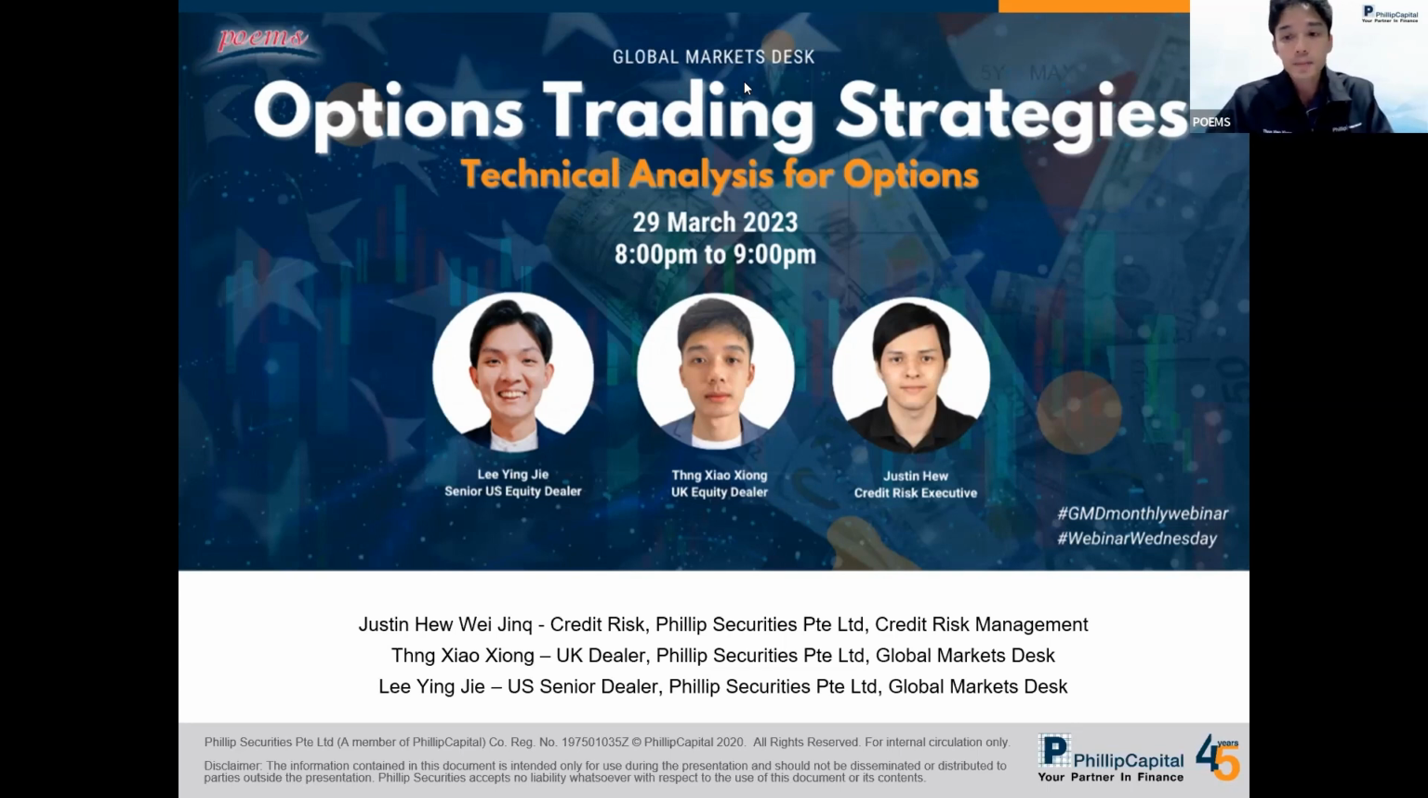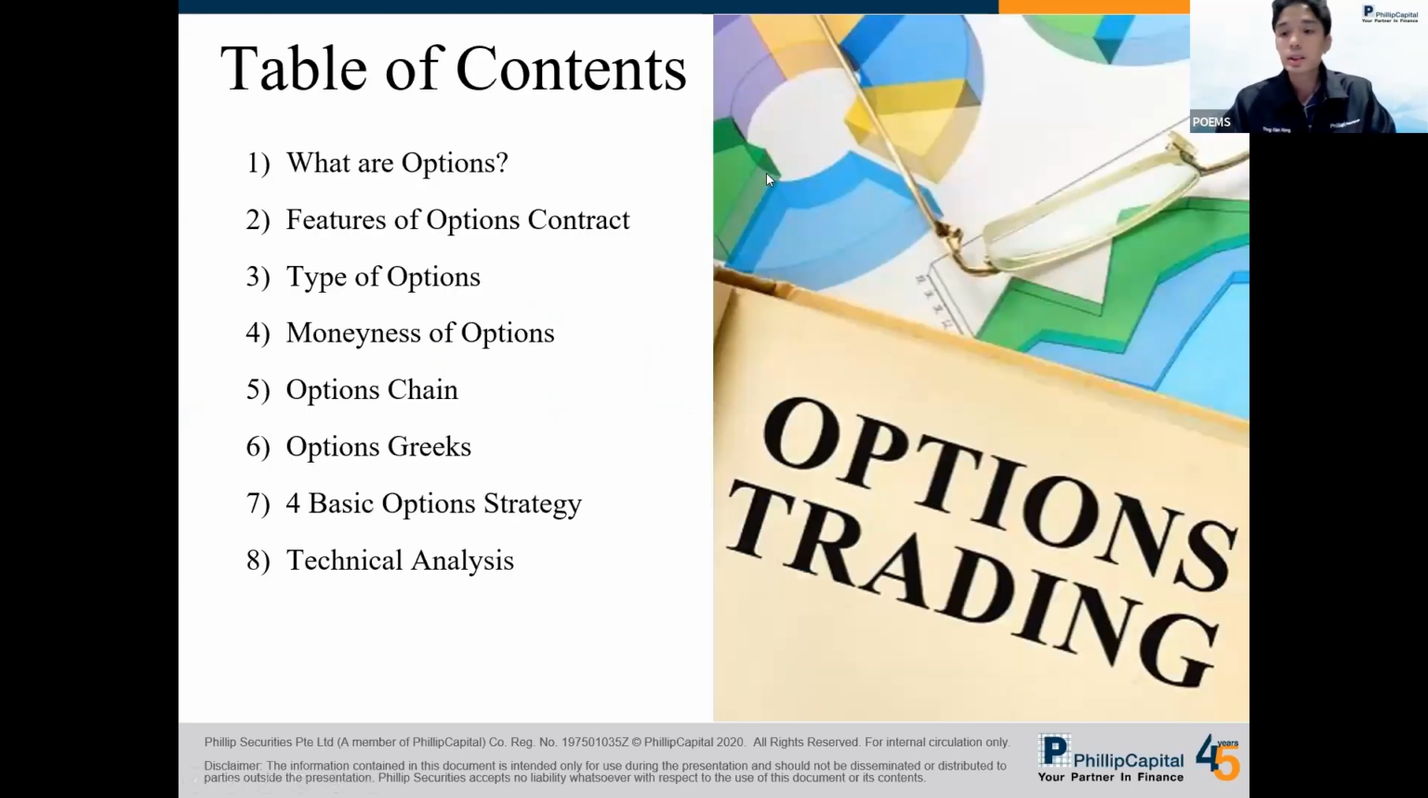So let us begin. This is the table of contents that we'll be going through. Very simple. What are options? Features of options, contract, types of options. I believe some or many of you have touched on this before, but some are not sure what they are. So we'll be touching on option chains, option grids, four basic option strategies, and of course, the last portion of technical analysis provided by our technical specialist.